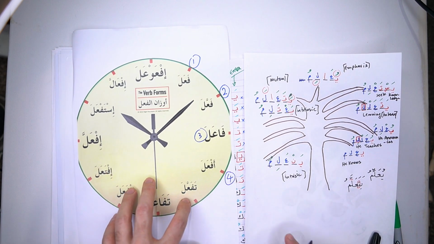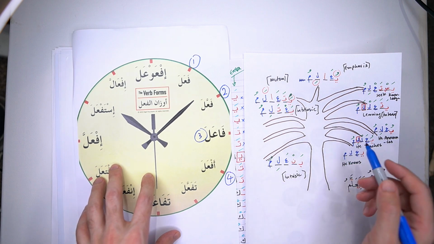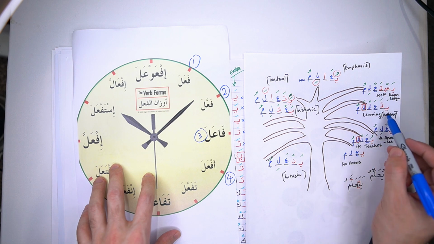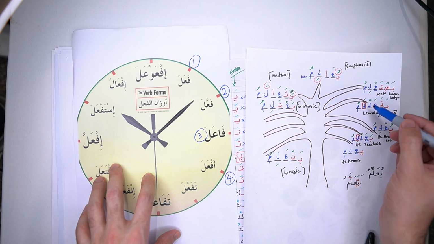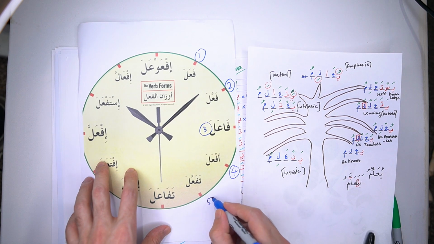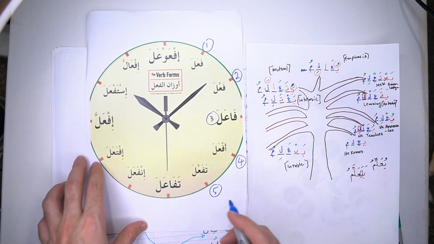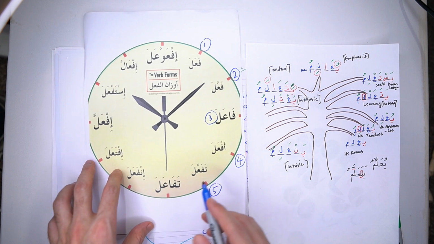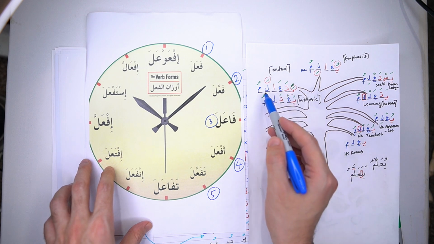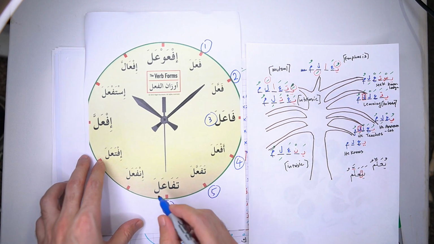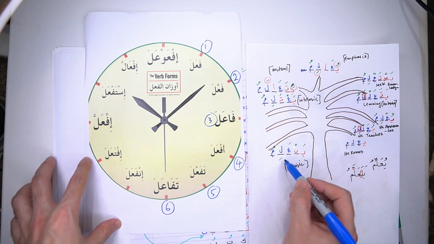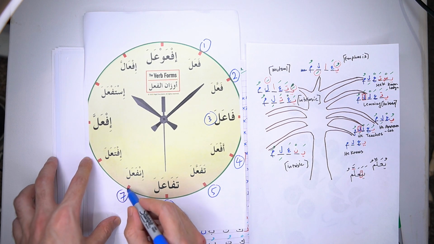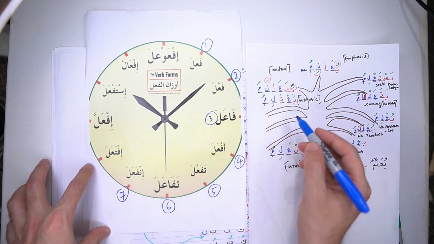And then you got tafa'ala. So tafa'ala is this one. That's 1, 2, 3, 4. Fourth one over here as well. So this is tafa'ala. And then you've got number 5, which is tafa'ala. Number 6 rather, tafa'ala. So that's yatafa'alu, this one. This is number 6. And then you got number 7, infa'ala. Infa'ala is this one over here. Infa'ala, yanfa'ilu. Right, so that's number 7. And then number 8, you got ifta'ala, which is this one.